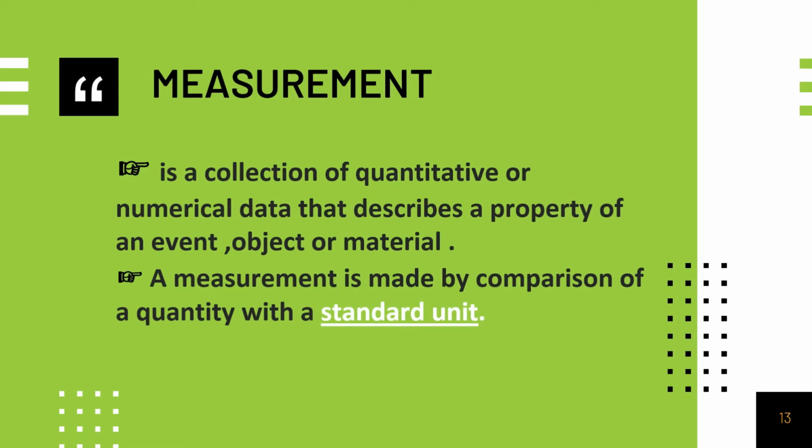When we say measurement, it is a collection of quantitative or numerical data that describe a property of an event or object. So, any form of matter, we can measure it. It can be the mass, the density, the volume, the length, etc. A measurement is made by comparison of a quantity with a standard unit. So always remember, when we talk about measurement, it is always a standard unit.